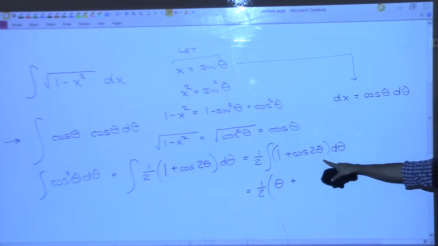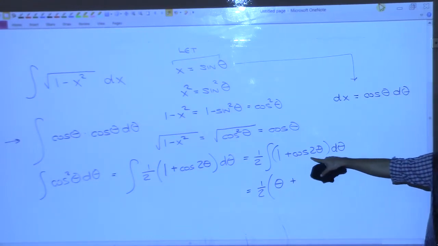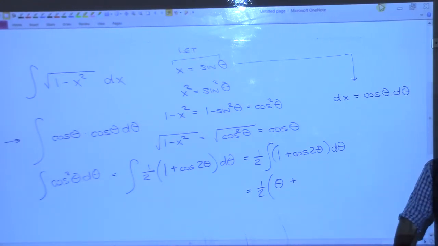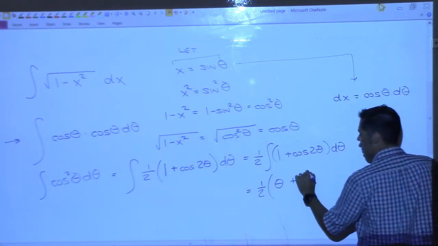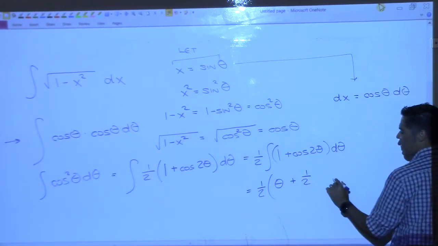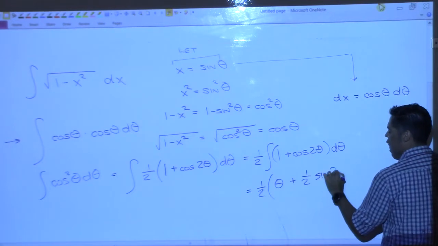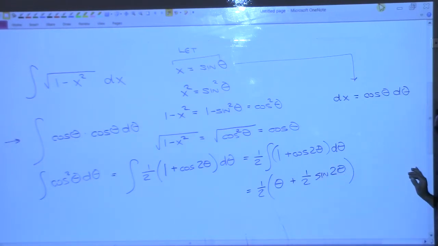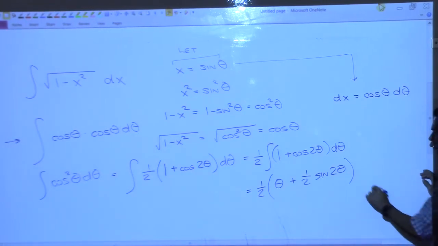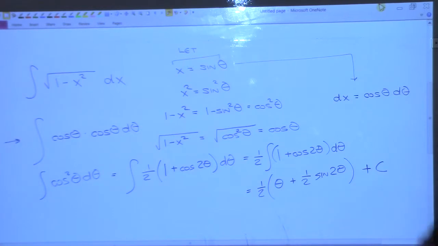Plus, okay, antiderivative of cosine 2 theta. We'll stick with you, Jake. Antiderivative of cosine 2 theta. 1/2. 1/2 what? Sine of 2 theta. Yes? Yeah, we're getting there. Yeah, plus c. Okay? Do you all agree we've actually done an integration?